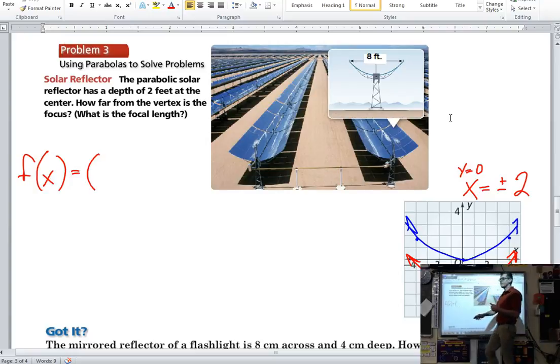Sorry, I don't know why I wrote 2. Brian, you're stuck in my head. Positive 4, -4, not 2. We're going to end up with a -2 in my equation because we've got that vertical shift.